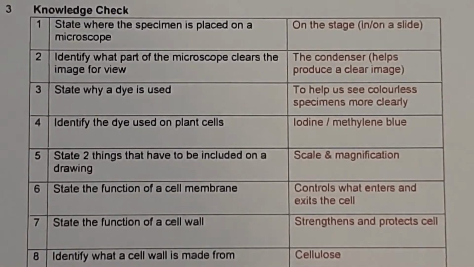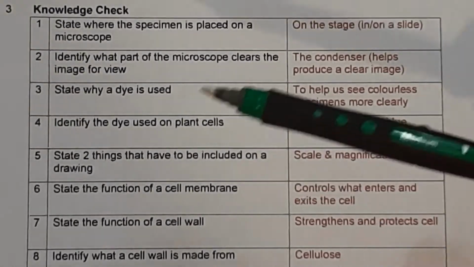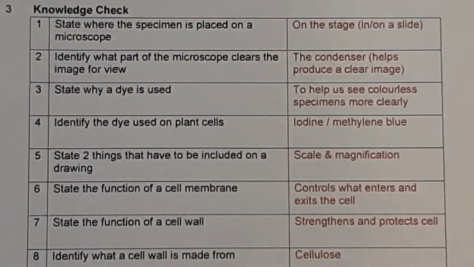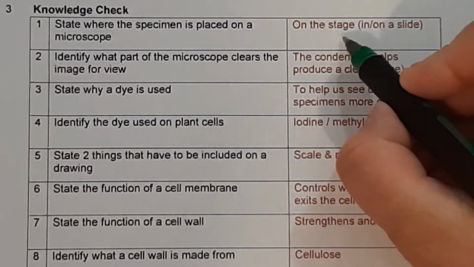Okay, let's review those questions. Make sure you're marking in a different coloured pen. I've picked a green one. So it's clear what you've written for your answers and what you're writing as corrections. Question 1. State where the specimen is placed on a microscope. So the specimen is in a slide, but it's placed on the stage.